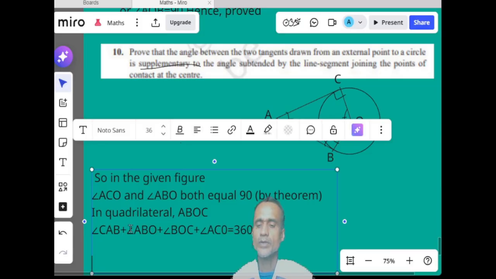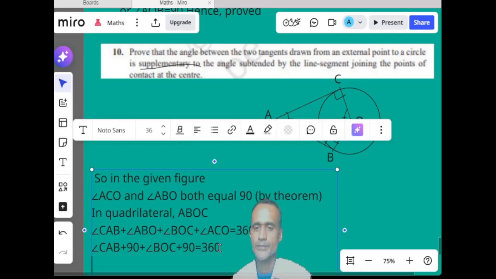So there was a typographic mistake, which I have corrected. So you see that this angle ABO and this angle ACO are both 90 degrees. So we will replace the value of these two angles by 90 degrees. So ABO is 90 and ACO is 90. So from this, what do we get?